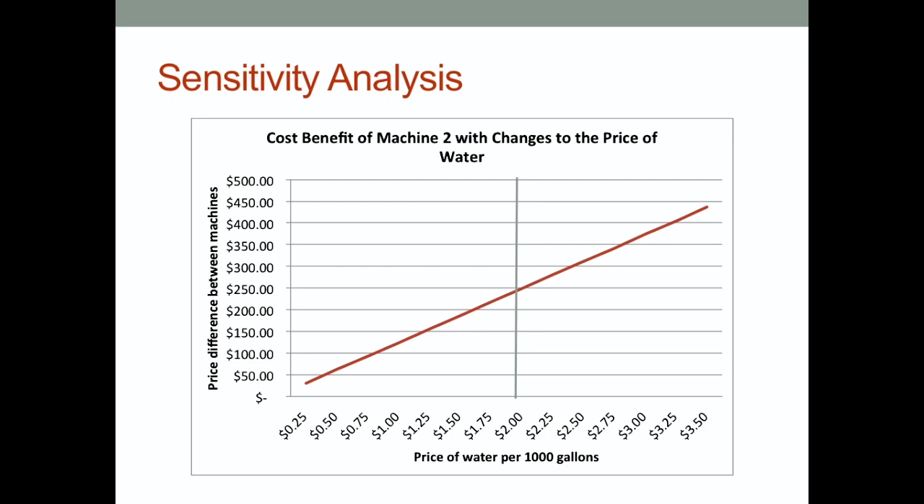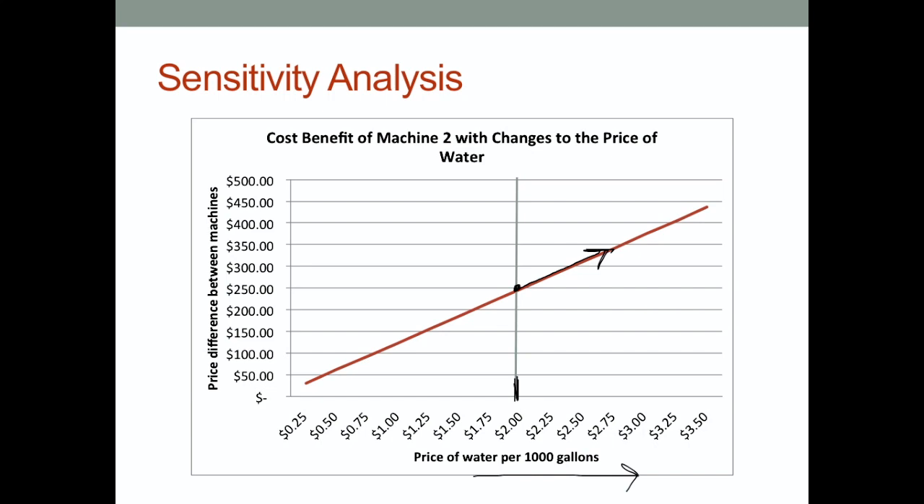So we asked, well, if the price of water changes in future years, will machine 2 still be a better buy? We took one variable, that was the price of water, and we calculated what would occur with the costs of the different washing machines if our one variable, price of water, varied over time or varied at all. And we saw as our price of water increased, so we are currently at $2 per 1,000 gallons. As that price goes up, machine 2 would still be a better buy over the lifetime of the machine.